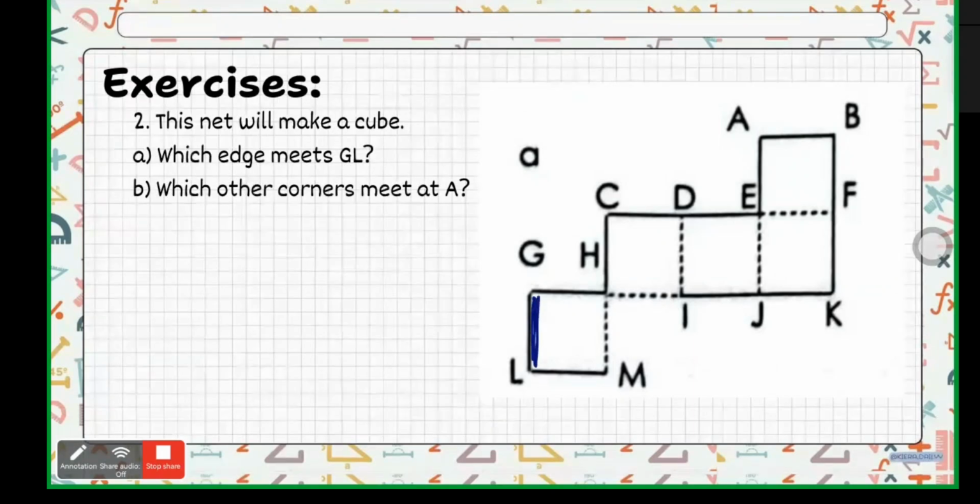Edge means the side, so we are looking for side GL, line GL. If we are going to fold it, so letter M will meet letter I. Can you follow? So what about letter G and letter L? What edge will meet it? The same way for question number 2, letter B, which other corners meet at A? Which other corners meet at A? So there will not be only one answer for here, but there can be 2 or 3 or 1. Let's do it in a while, okay?